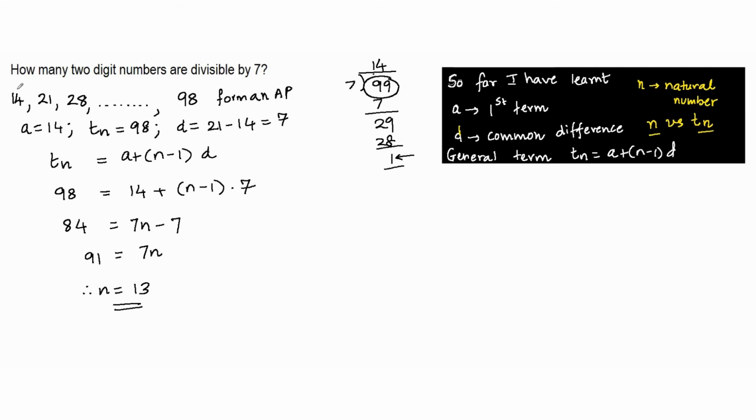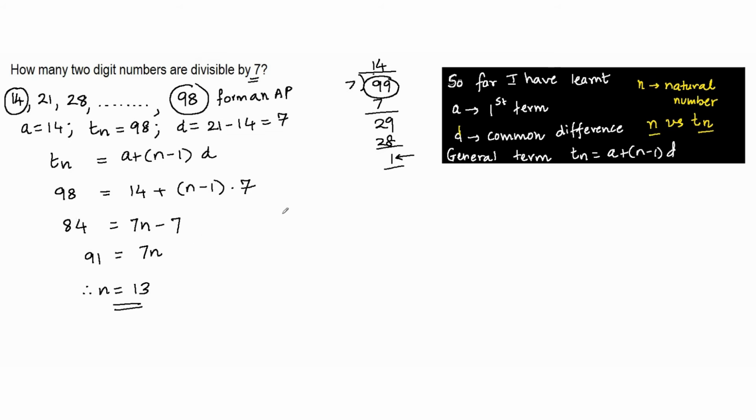So the way I solved this was I first found the minimum number and the maximum number that satisfied the criteria. And these form an AP because divisible by 7 means the difference between two consecutive numbers has to be 7, and therefore it forms an AP. And then I use the concept of general term to find the value of n.